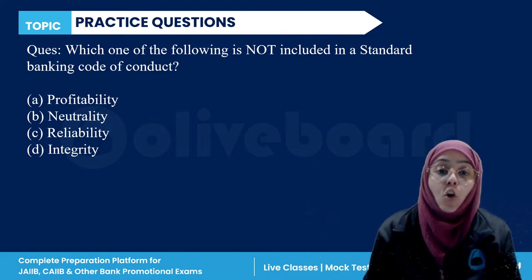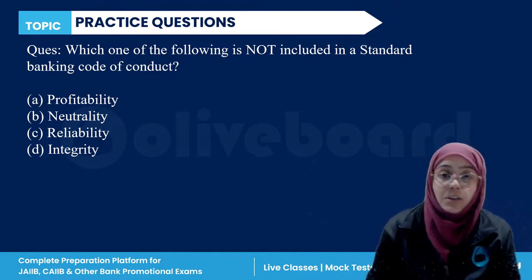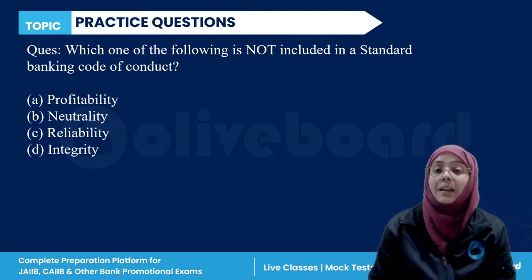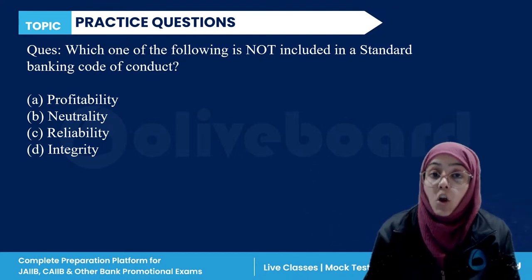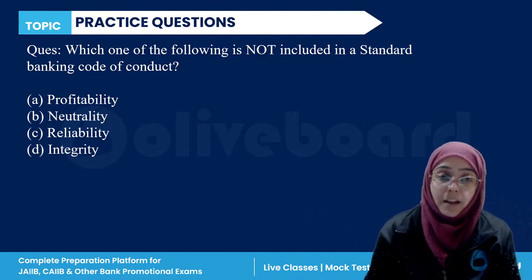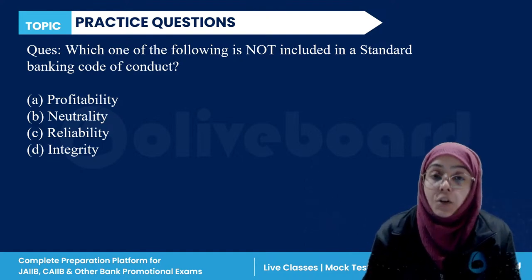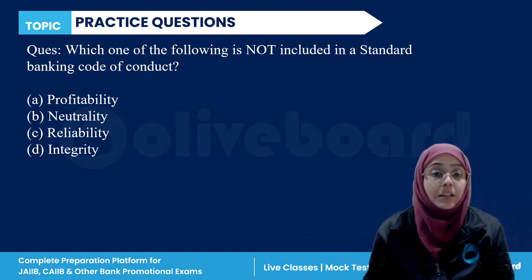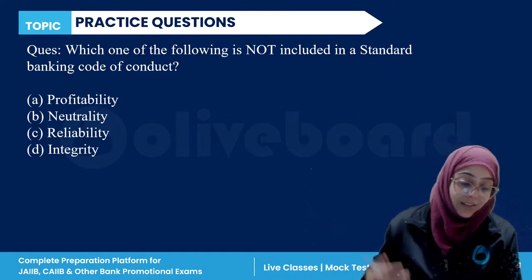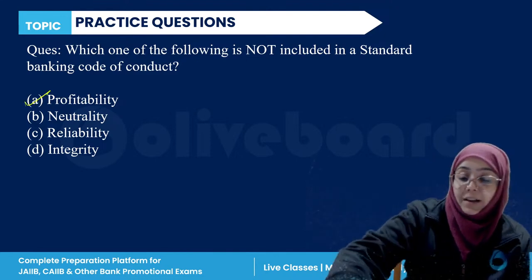Which one of the following is not included in the Standard Banking Code of Conduct? Profitability, neutrality, reliability, or integrity. So the correct answer is profitability.